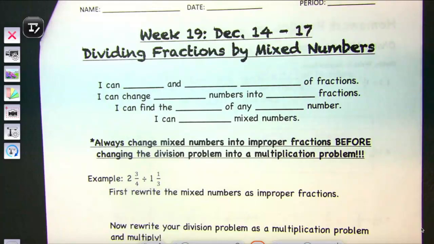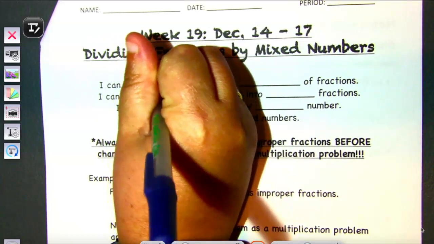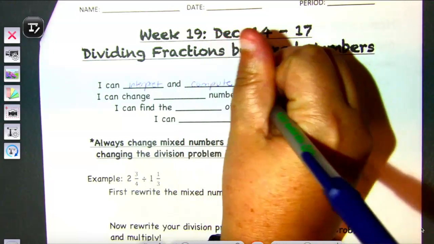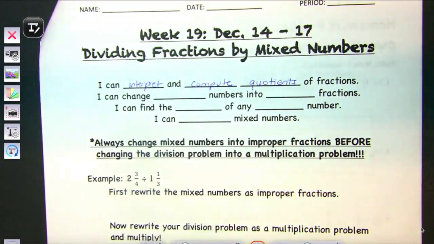The first one is I can interpret and compute quotients of fractions. You may remember we had that one last week as well. So quotient is the answer to a division problem. So we want to be able to find the answer to a division problem involving fractions.